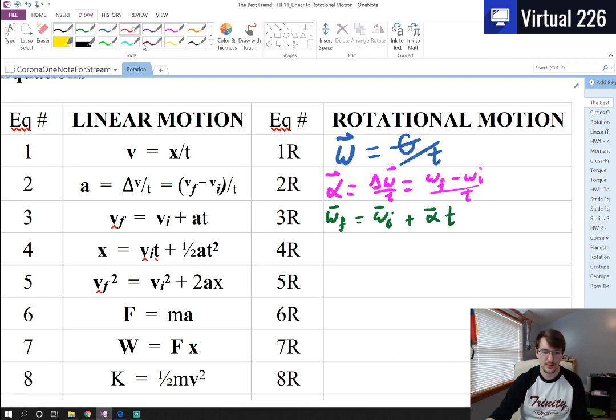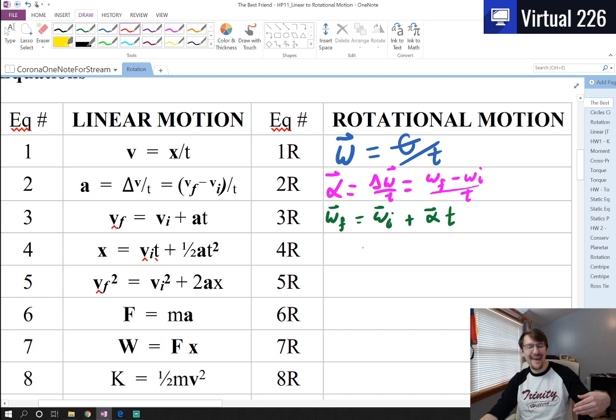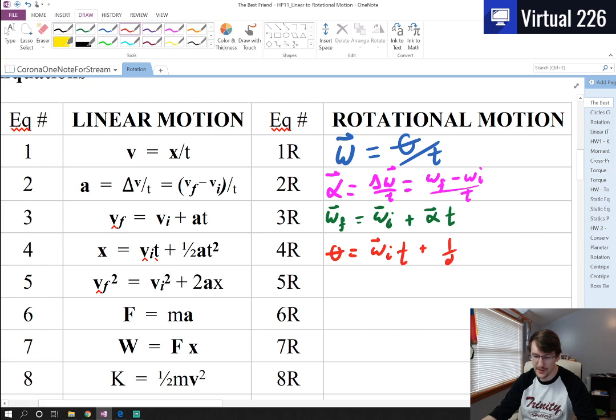And then my favorite equation, displacement equals vt plus 1/2 at squared. This is just going to become theta equals the initial angular velocity times time plus 1/2 alpha t squared. That's a half there. And we just keep doing this all the way down for all these equations. This one is omega final squared equals omega initial squared plus 2 alpha theta.